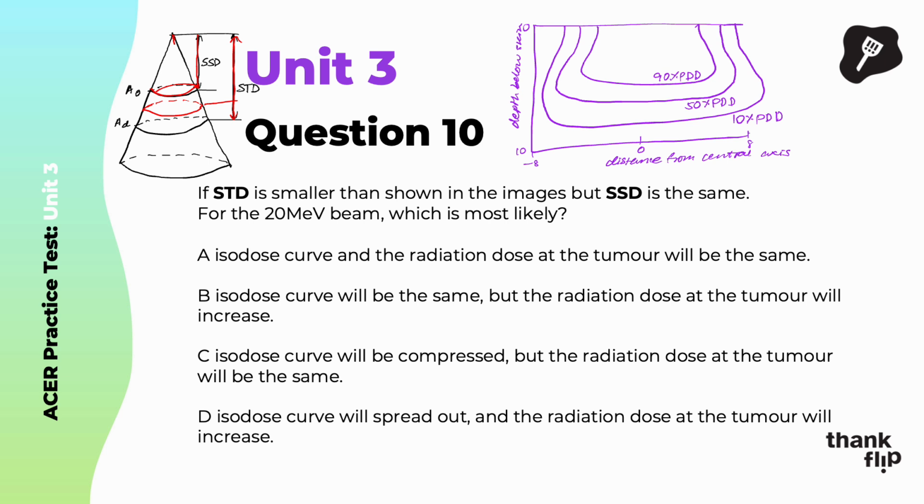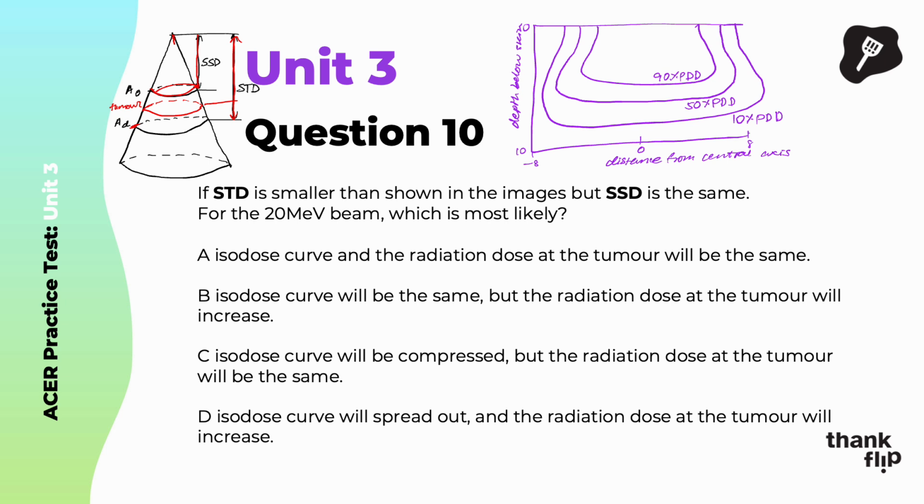And so a smaller STD, but the same SSD, what that means is that the tumor is essentially closer to the surface of the skin. If it was over here, then it would be deeper, right? So that's just a little bit of context. Then we want to look at the isodose curve for the 20 MeV electron beam.